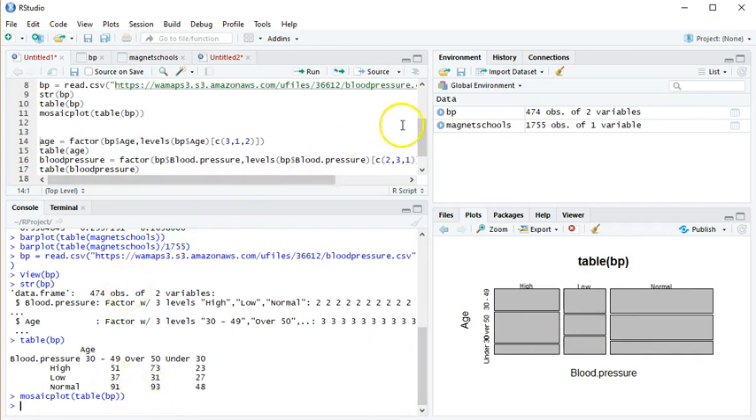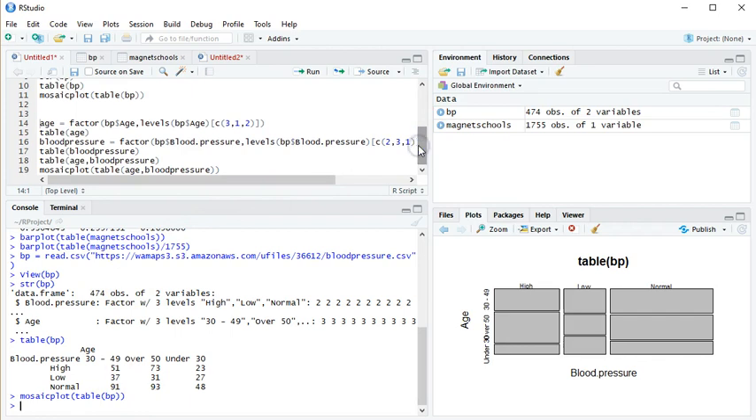One thing you can do in addition, because if you notice that the categories go high, low, normal, really you'd want it to be low, normal, high. I mean, you want it kind of ordered. And there's under 30, over 50, and then between 30 and 49.